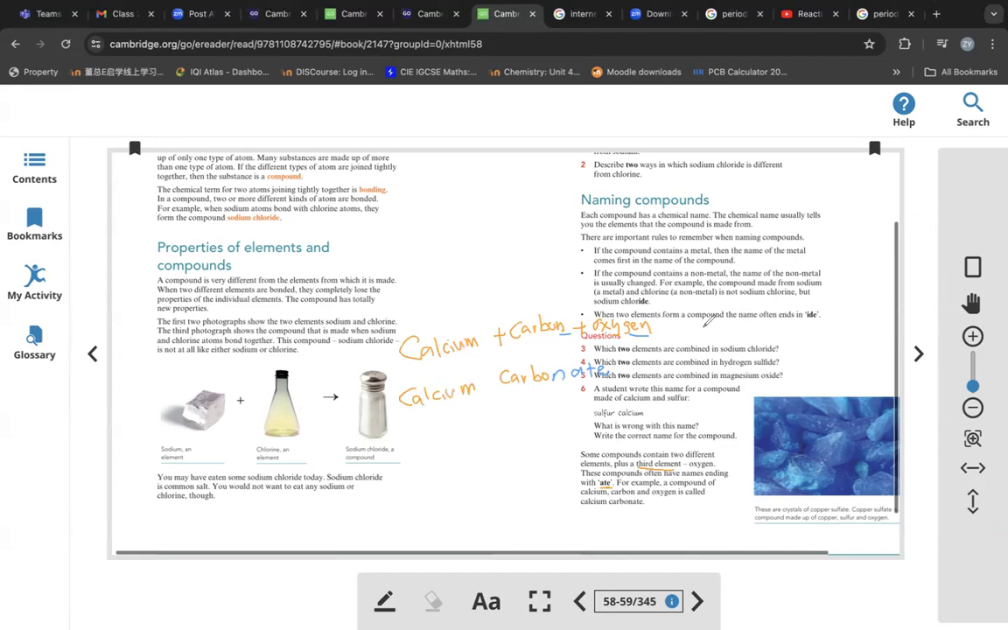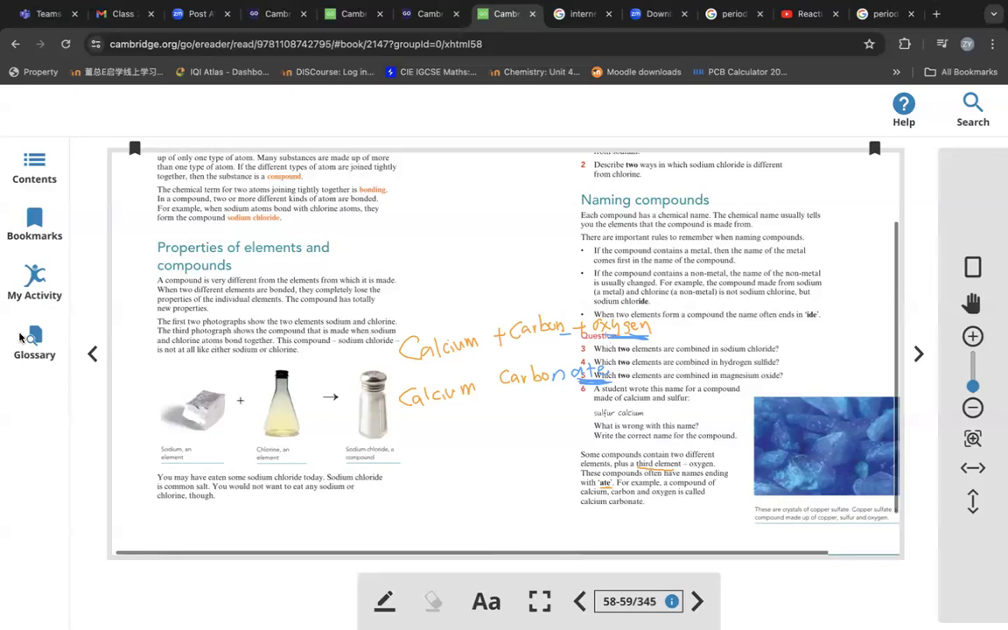Understand? So if you have a third element, but this one is not very common, I'll give you some examples later. Like calcium carbonate. Oxygen is the one that usually they change the name of into ATE.